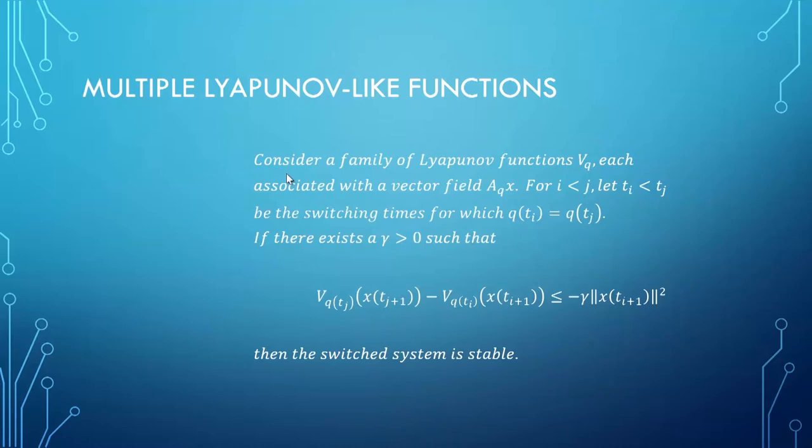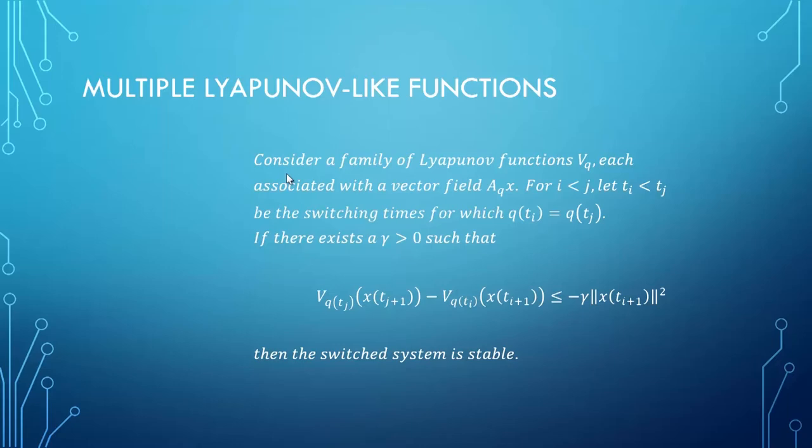So for the same systems, q at different time slots, q(t_i), q(t_j), the same Lyapunov function has to decrease because t_j is greater than t_i. Same as t_j plus one, t_i plus one. So you compare the same Lyapunov functions at different times, but the tendency is it has to decrease because here is a minus.